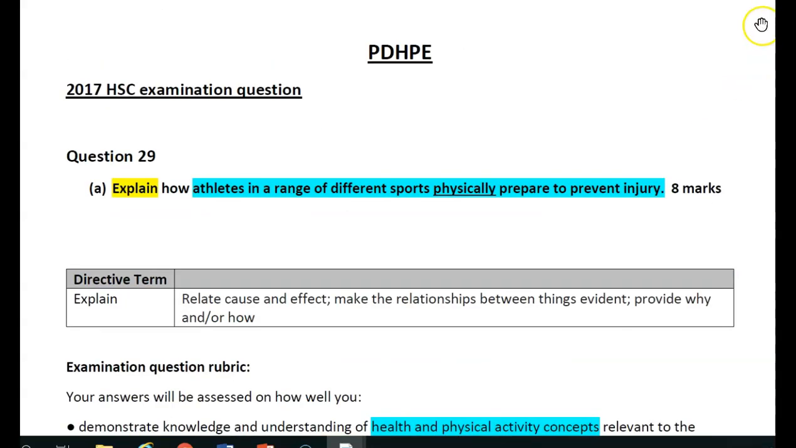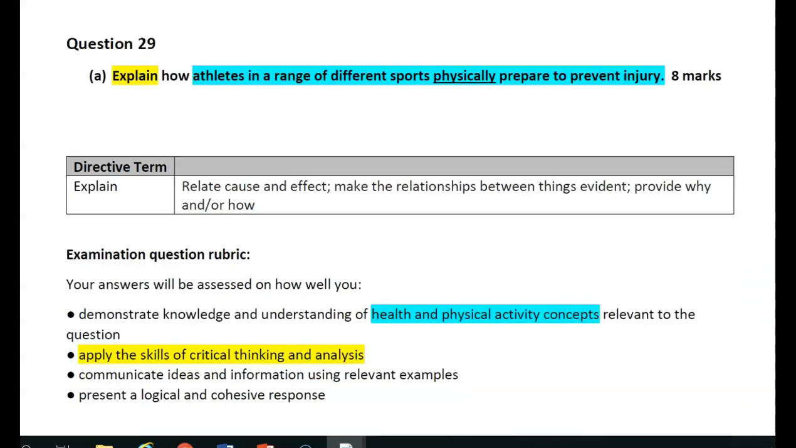So I've done the same structure. I've included the question. This one is an explain, and it's: explain how athletes in a range of different sports physically prepare to prevent injury. And it's an 8-mark question.